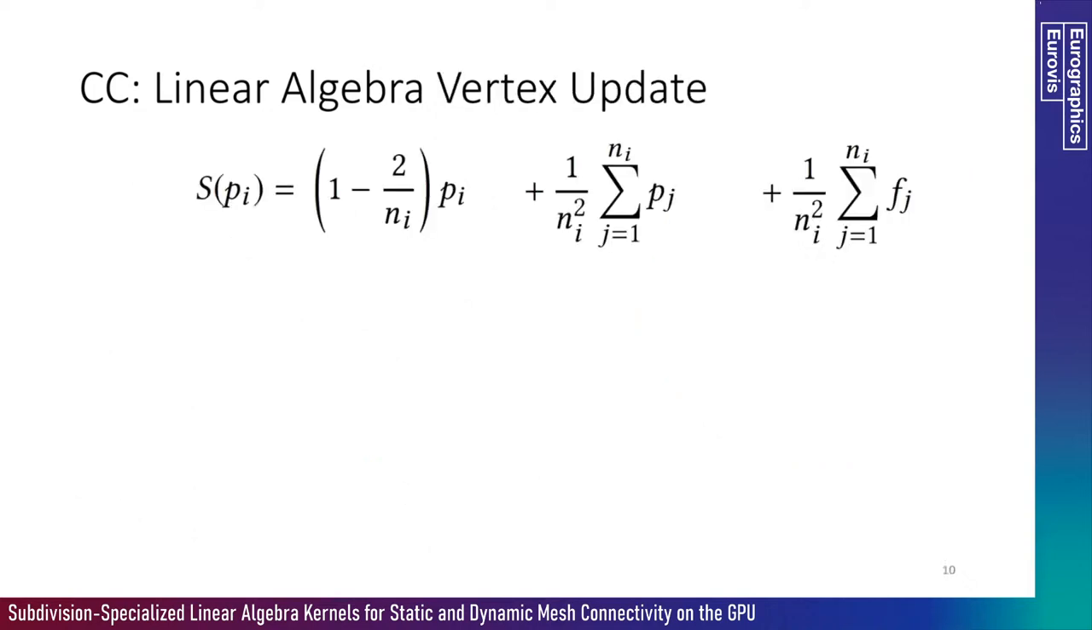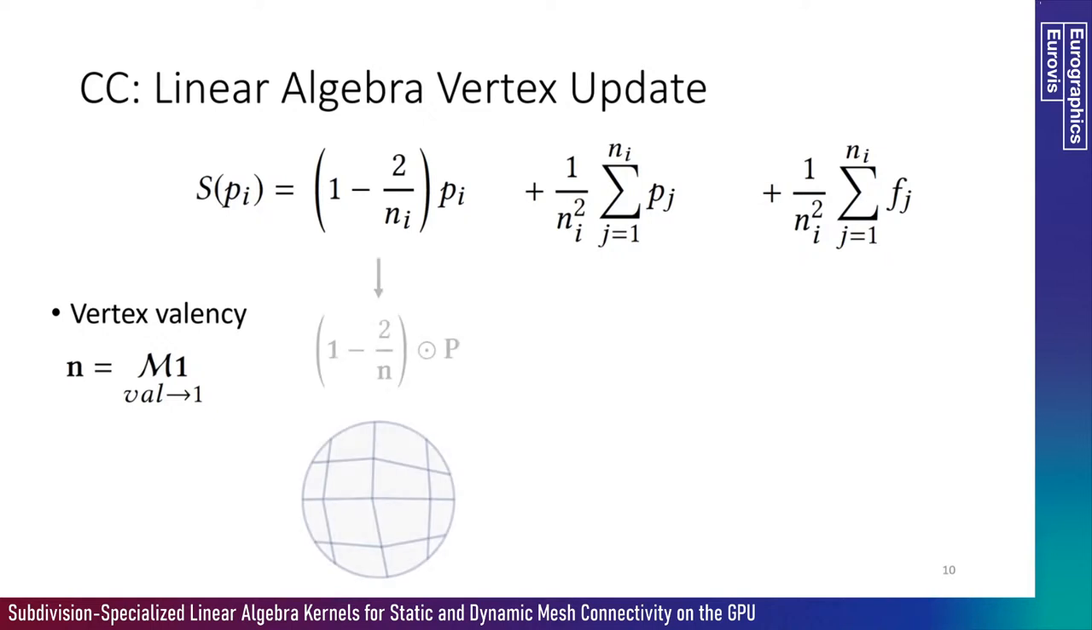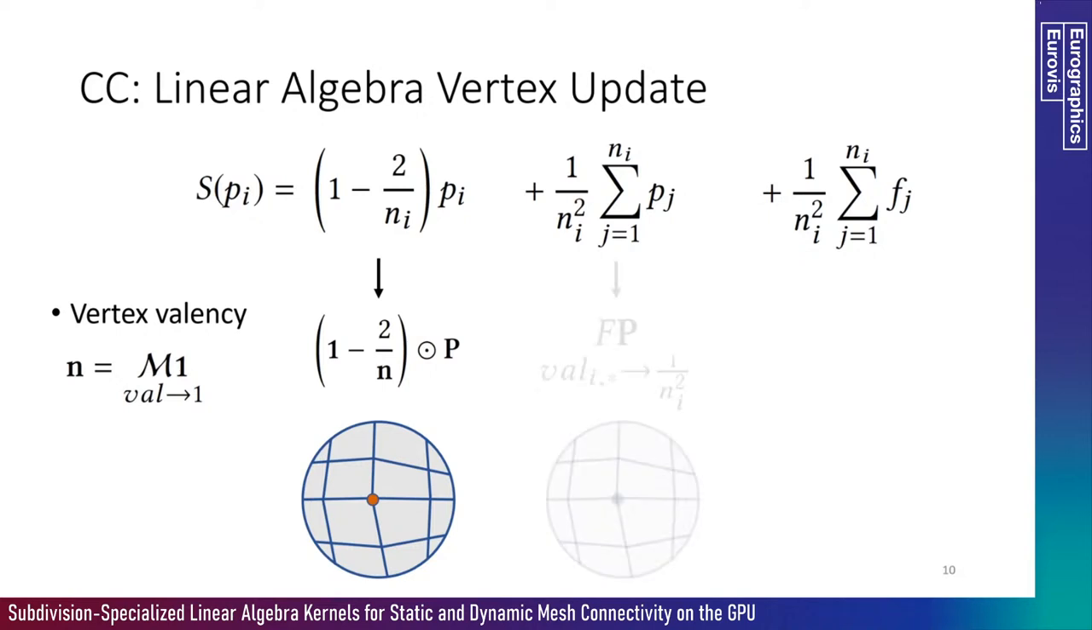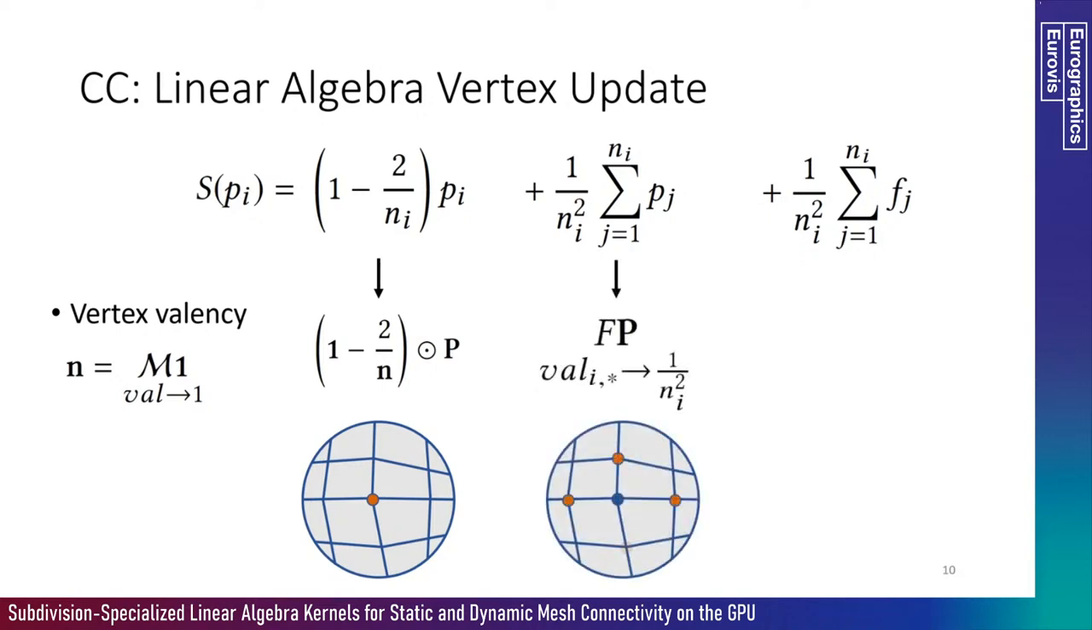In the next step, we have to update the control vertices. The update can be split into three terms, each depending on the valency of the vertex. The vertex valency can be computed similar to the face orders using a MapDSPMV. By replacing non-zero entries by 1, we count the number of faces around each vertex. The first term can be computed in customary ways as it is just an element-wise operation. The second term averages the neighboring vertices. We do that using a mapped SpMV of the matrix F with the positions. Each row in F corresponds to a vertex and has non-zero entries in columns corresponding to its neighbors. Each non-zero value in a row is then substituted by the valency-dependent term.